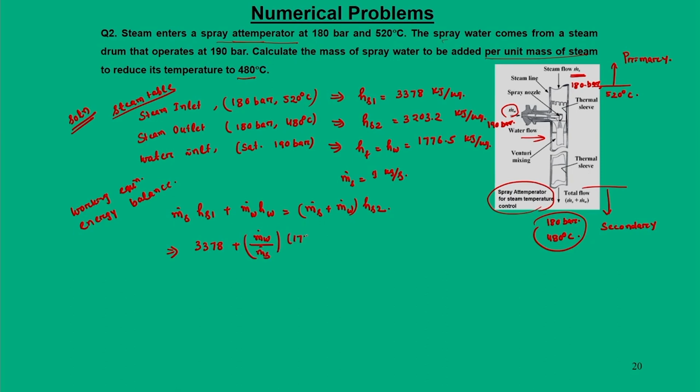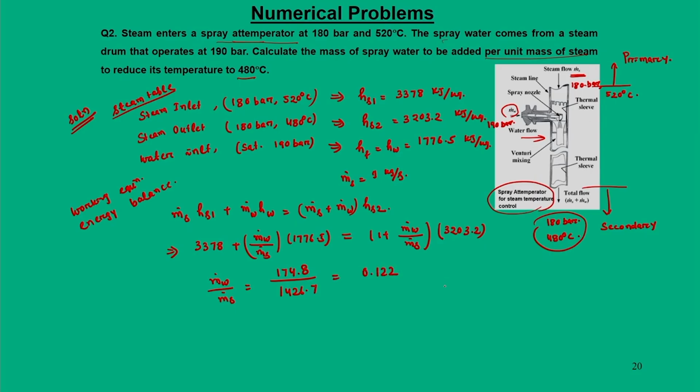HW is 1776.5 is equal to 1 plus mw by m dot s into HS2. HS2 is 3203.2. So, by solving we can say mw by m dot s is equal to 174.8 divided by 1426.7 and this number is 0.122.